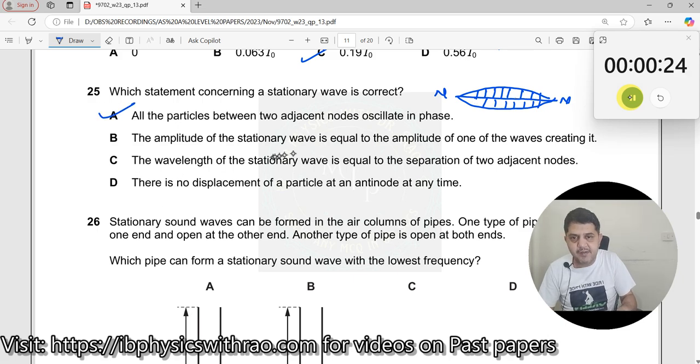Amplitude of stationary wave is equal to the amplitude of one of the waves creating it. No, it could either be A1 plus A2 or A1 minus A2, and in fact it is a function of theta also. Okay, so this is not theta, it is t, time over here. So this is not the correct one.